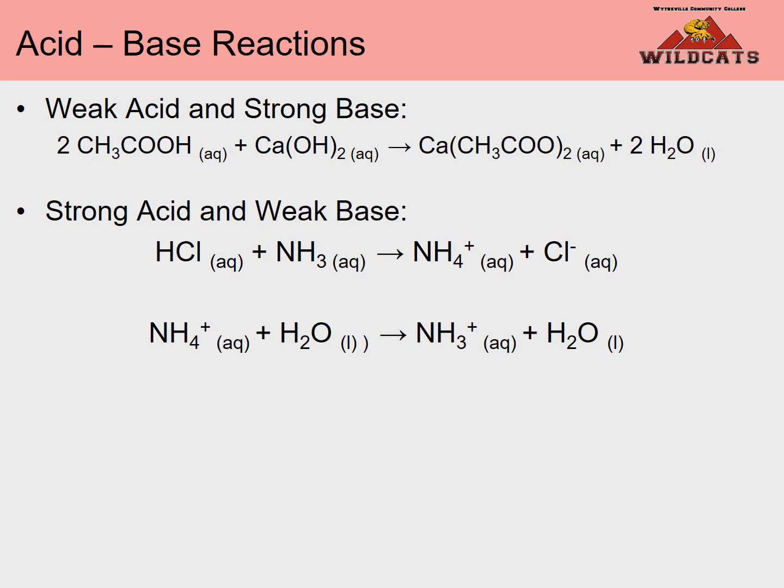Weak acids and strong bases, the story's a little bit different. If I take a strong acid and a weak base, what you'll notice is I end up with, in the top one, NH4 and Cl. In the bottom one, if I take NH4, which is a weak acid, and react it with water, I end up with NH3 and H2O.